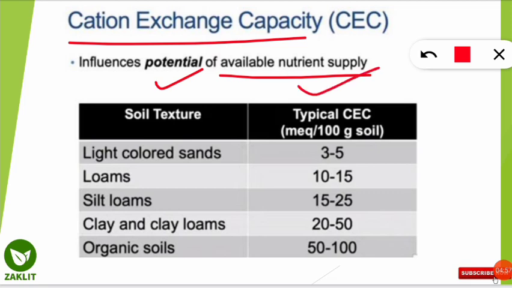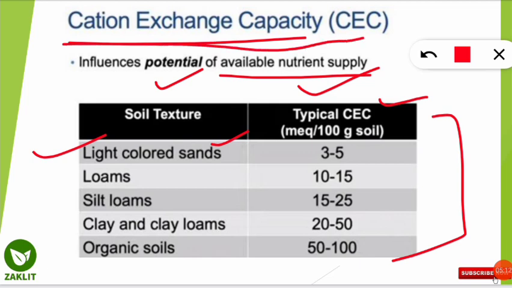Now this table is very important, you should note it down. This is the average typical cation exchange capacity of different soil textures. Light colored sands have less clay. The cation exchange capacity depends on the clay quantity of the soil. Since they have the least clay, they have the least typical CEC, in the range of 3 to 5.